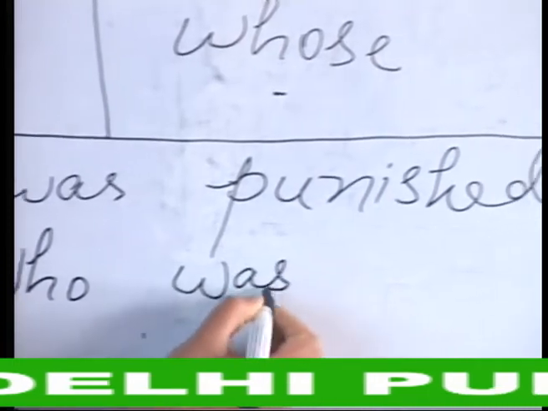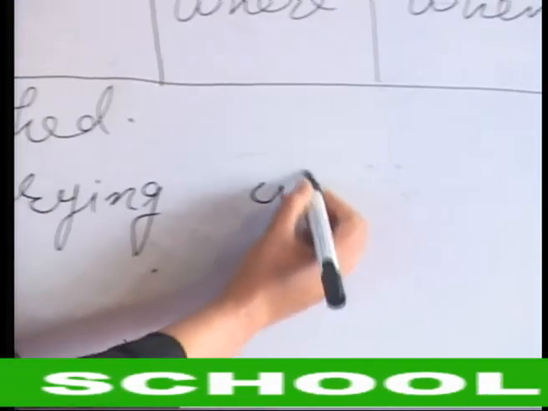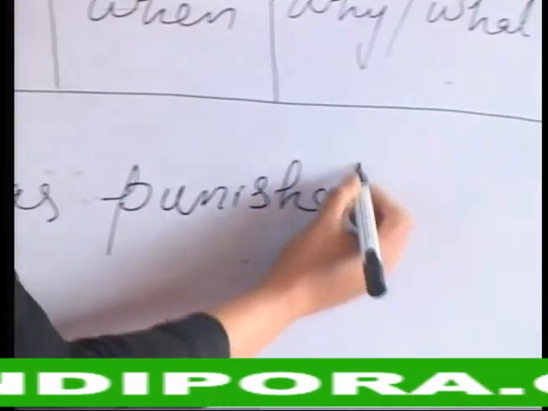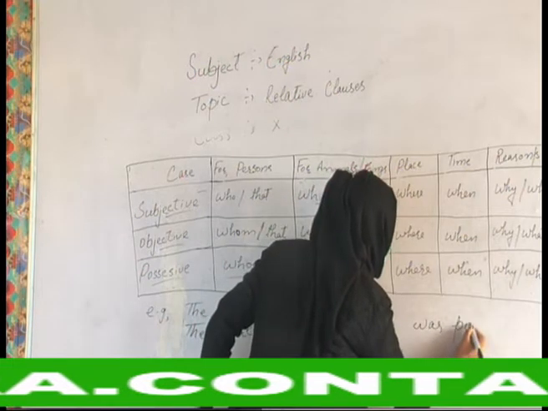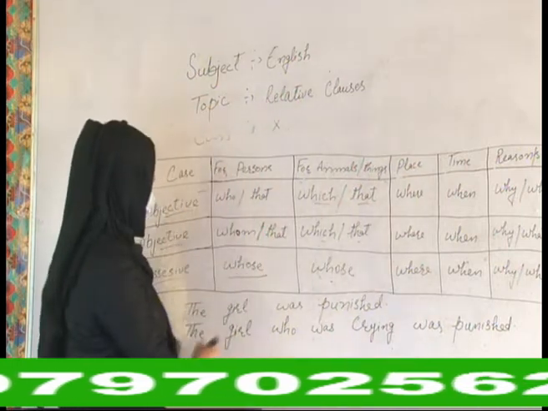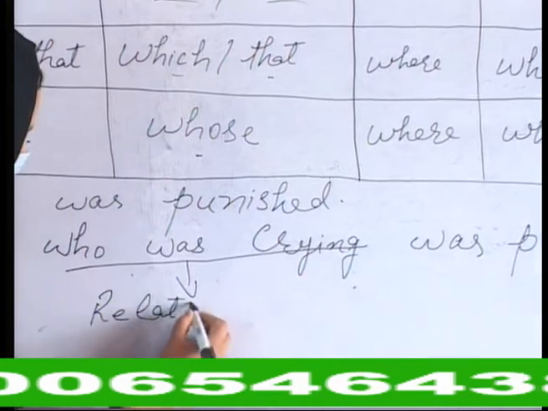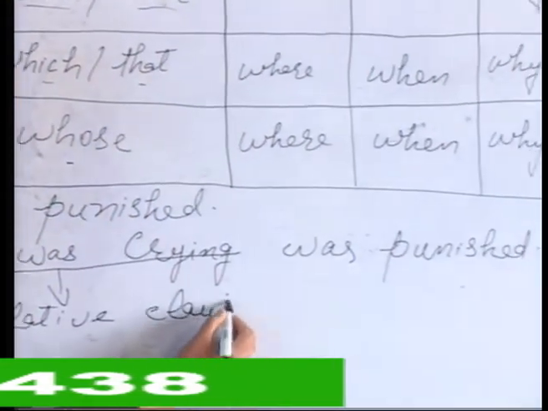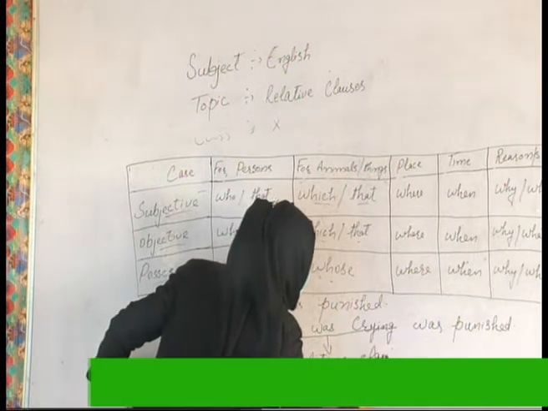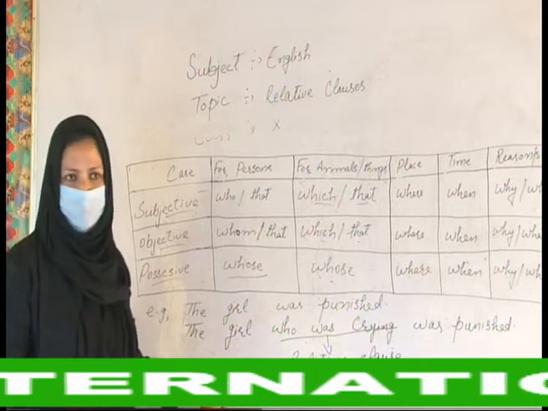The girl who was crying was punished. Okay, get it? The girl who was crying. So, who was crying is the relative clause. It's a relative clause. Got it? This relative clause gives us extra information, more information about the girl.